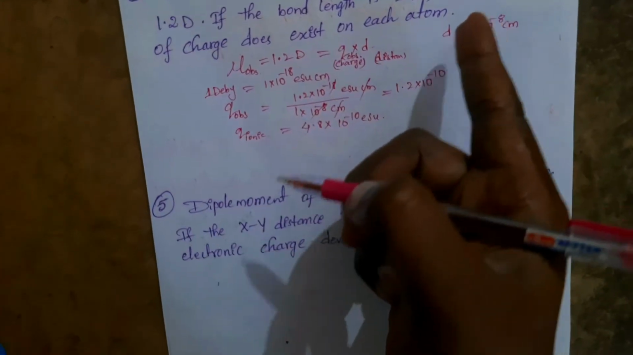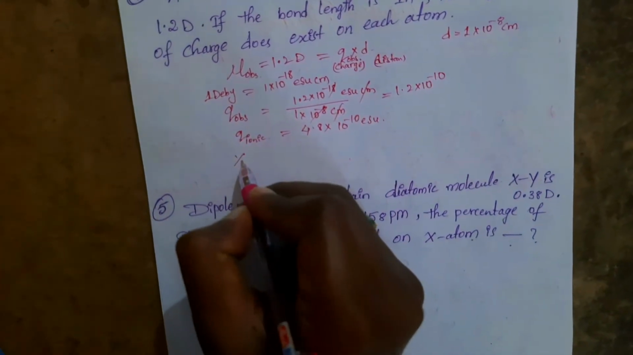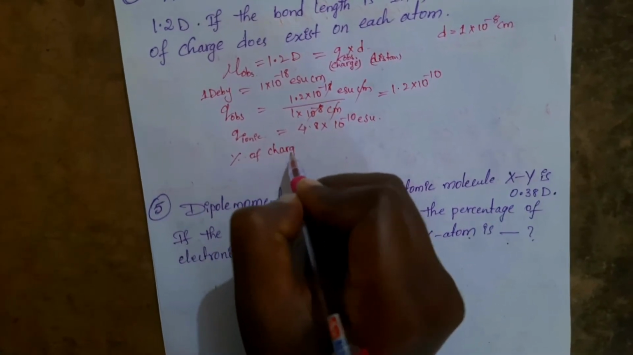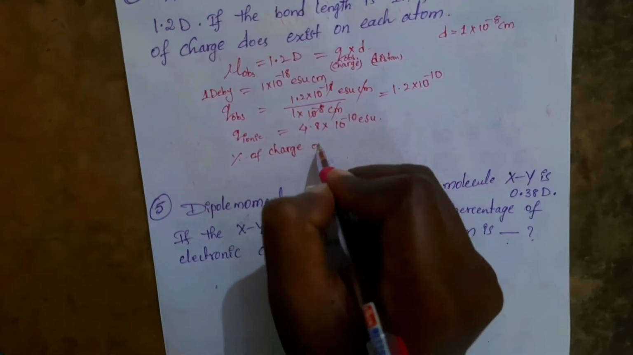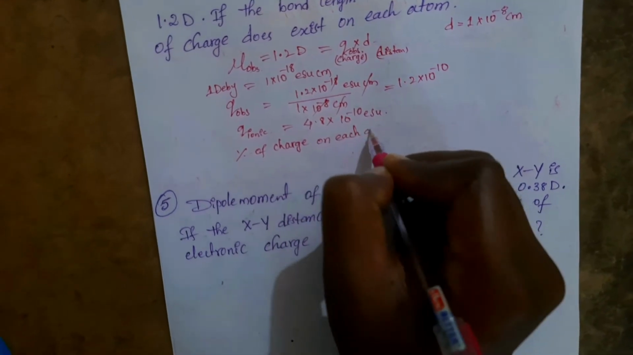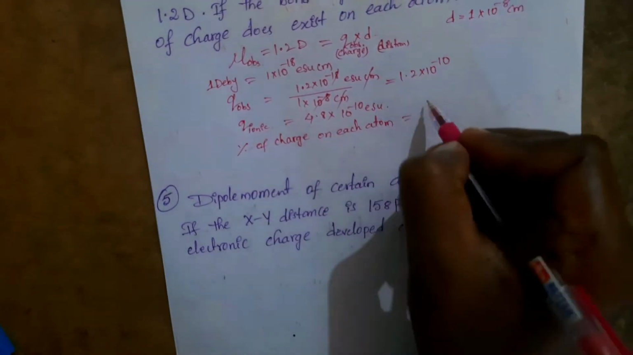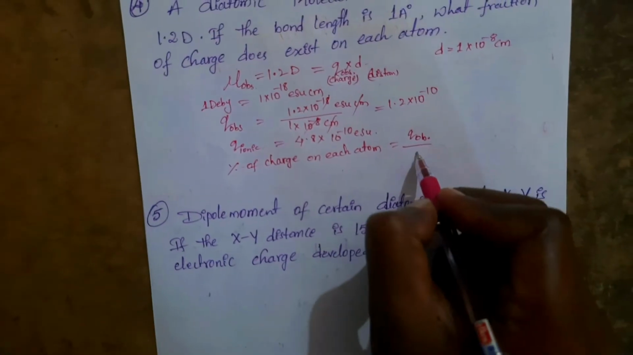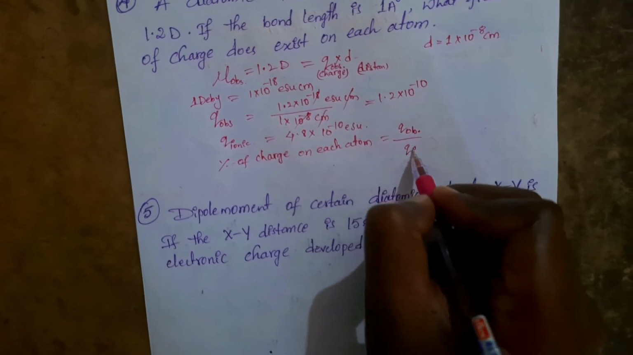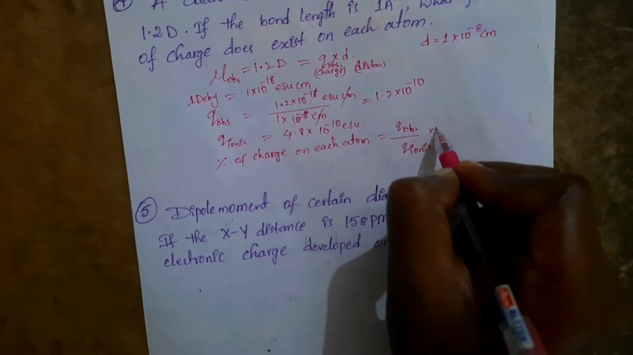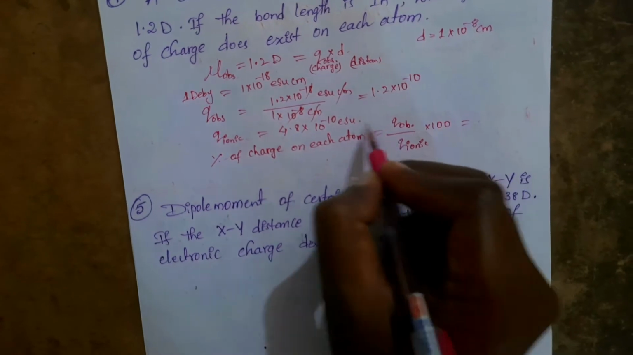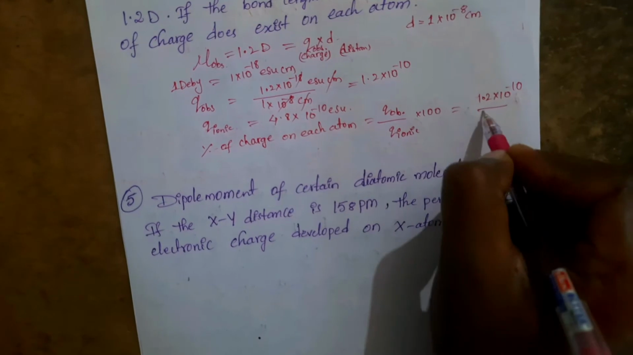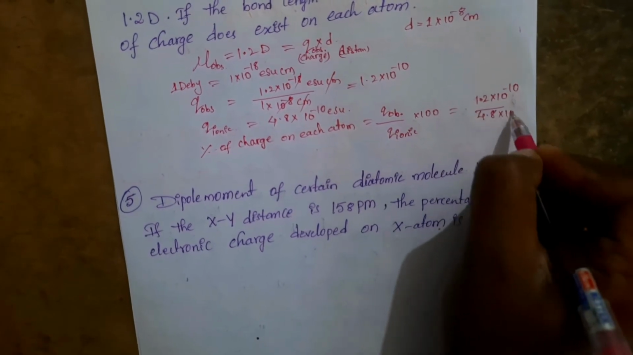Then what are they saying? What fraction? That is the fraction of charge, that is the percentage of charge on each atom. Each atom will be how much here? That is observed charge by ionic charge into 100, if they are asking percentage. Observed one will be 1.2 into 10 power minus 10 by 4.8 into 10 power minus 10.